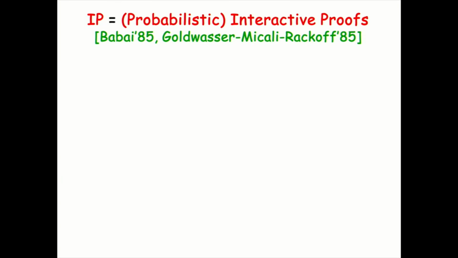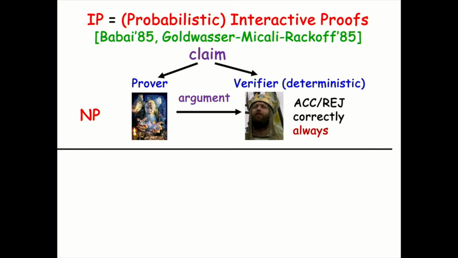So I want to tell you about the first of several such new proof systems. And these are going to be probabilistic. This will be a place where randomness does help. Probabilistic interactive proofs, and I'll demonstrate what it is by comparing it to what we know and love, NP proof systems. You can always think of NP or any proof system in mathematics as a situation where you have two entities, one is a prover and one is a verifier.